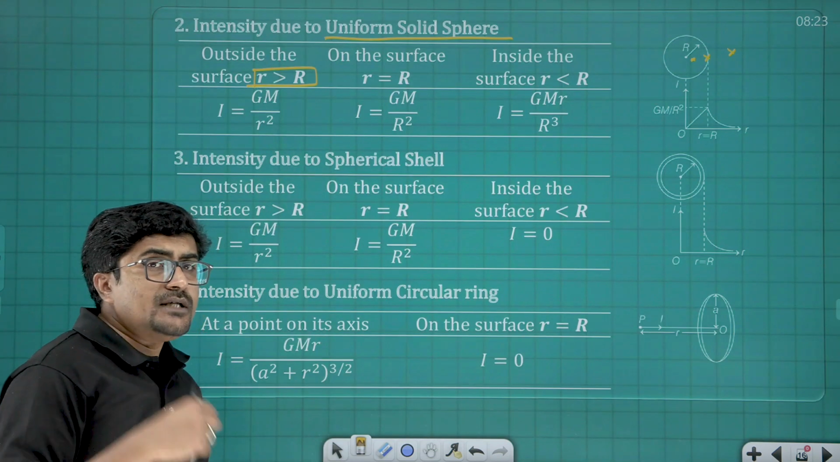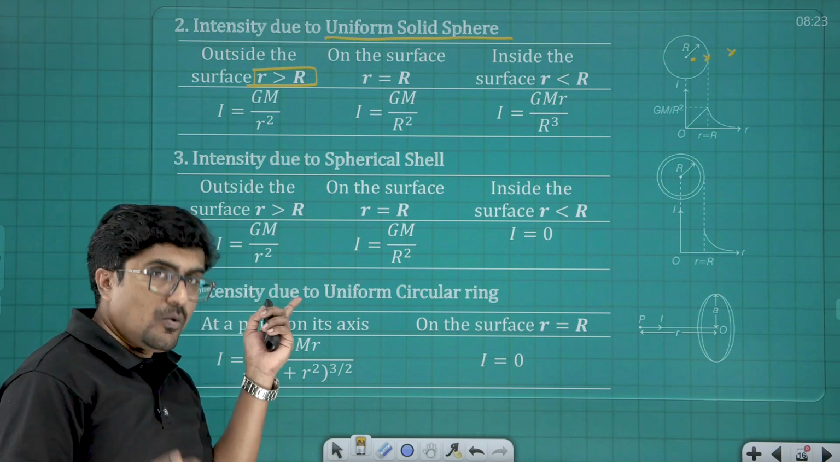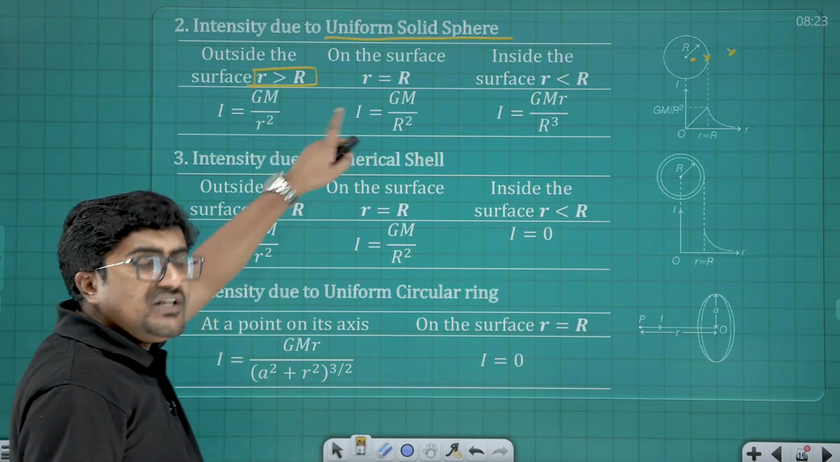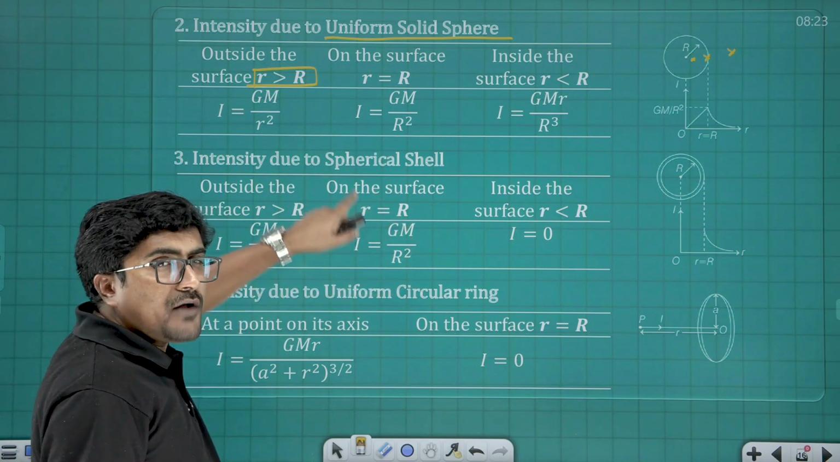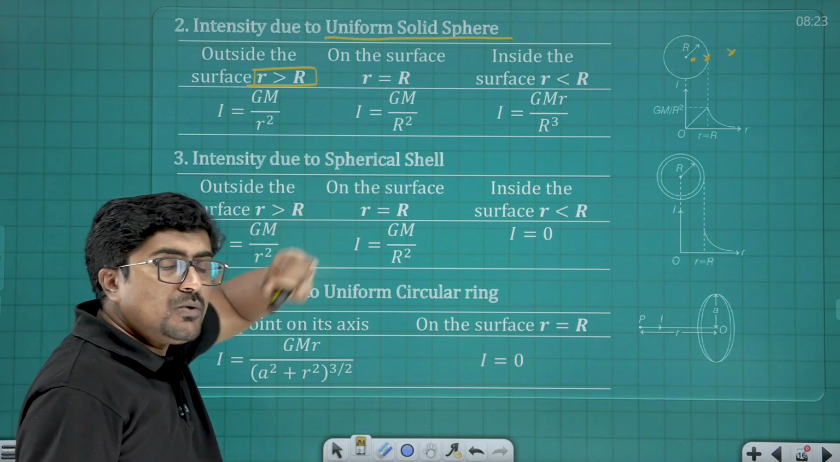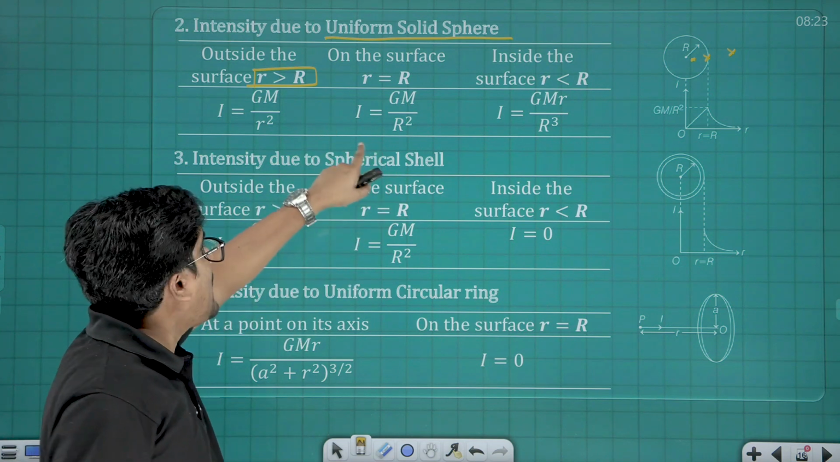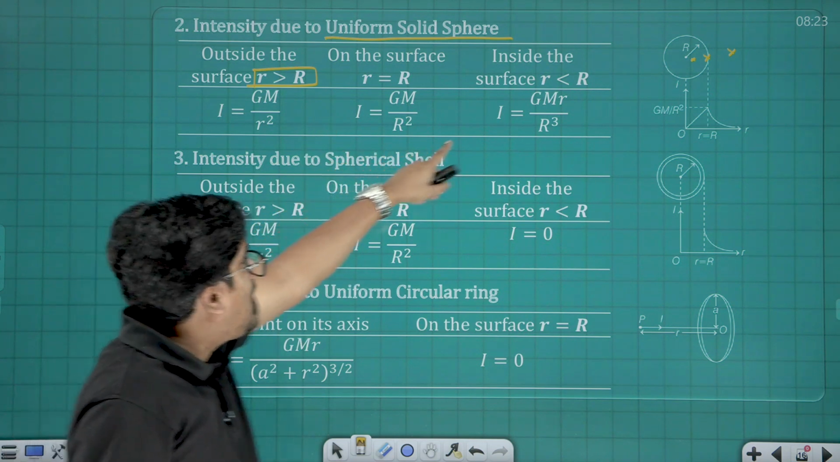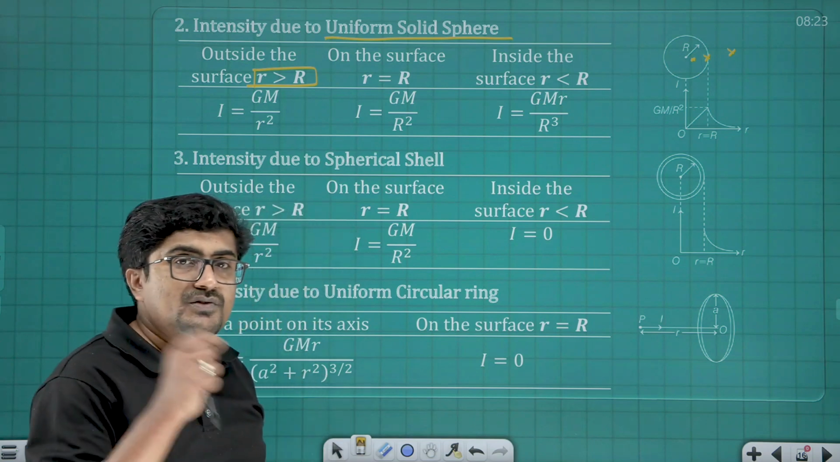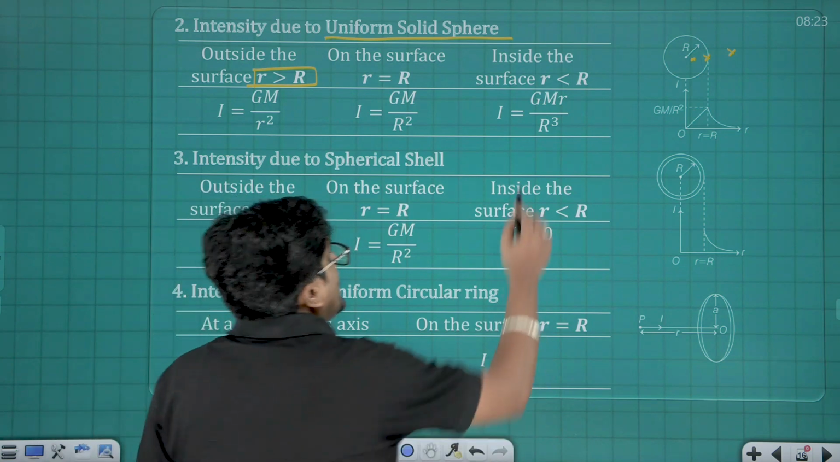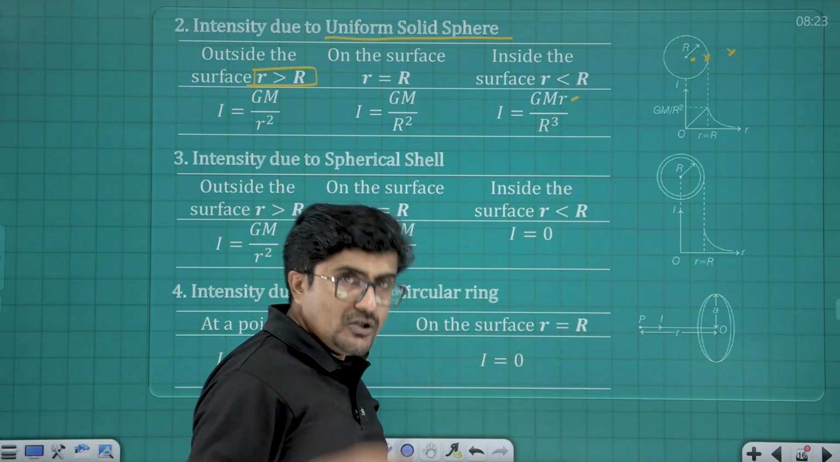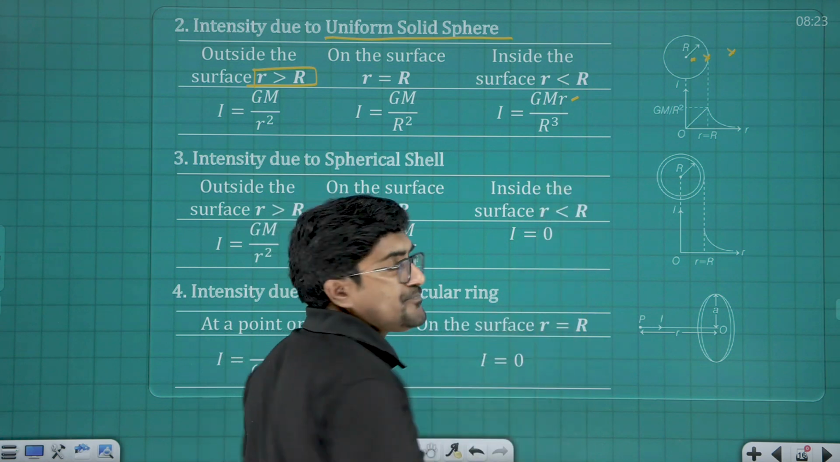It is GM by small letter r square for a point outside, and GM upon small letter r will become capital R only. That is the only difference here. GM upon capital R square for the second one, and the last one is GM into small letter r will appear here, and on the denominator it's going to be R cube.